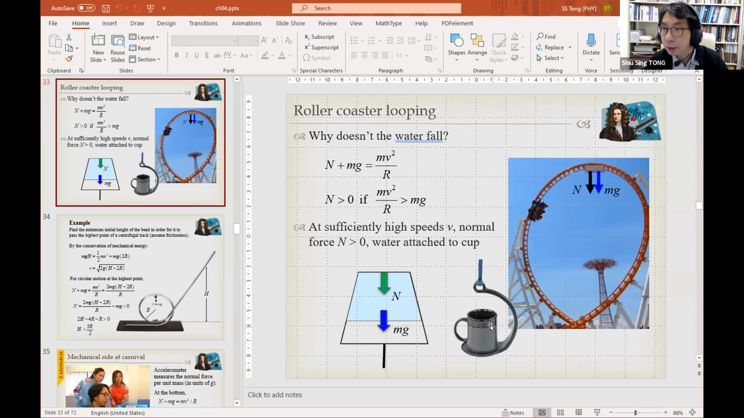Now this cup is attached to a plastic holder, and there's a handle here, so you can swing it in a vertical circle. If you put some water inside the cup and you swing it fast, the water will not fall down, even if it's at the top of the circle.